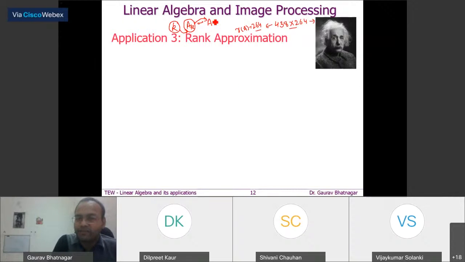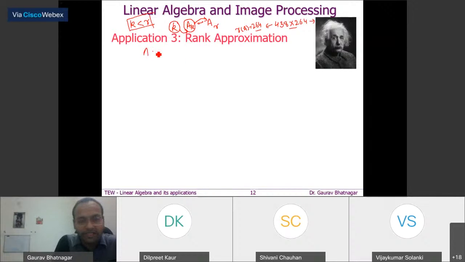So basically, if the original matrix A is going to have rank R, then the new matrix is going to have a rank K, where K is a smaller number than R. So this is the whole problem of rank approximation. Now let us see what will happen here. Again, we are going to follow the same process which we have seen in noise removal.